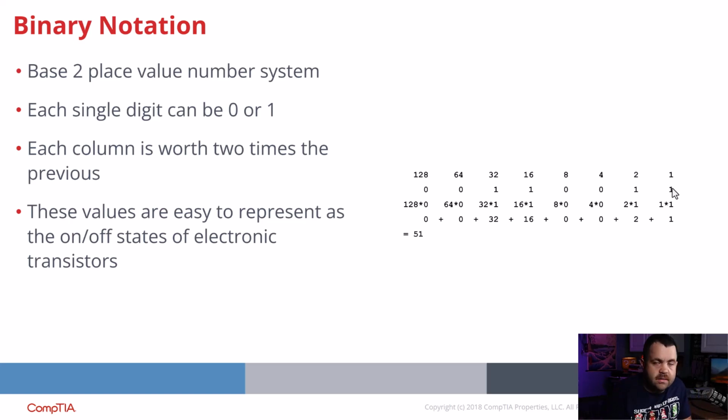With binary, being a base 2 system, it can only be a 1 or a 0. Instead of each column being worth 10 times as much as the previous one, it is worth 2 times as much. So 1, 2, 2 times 2 is 4, 4 times 2 is 8, 8 times 2 is 16, 16 times 2 is 32, 32 times 2 is 64, 64 times 2 is 128, and so on and so forth.